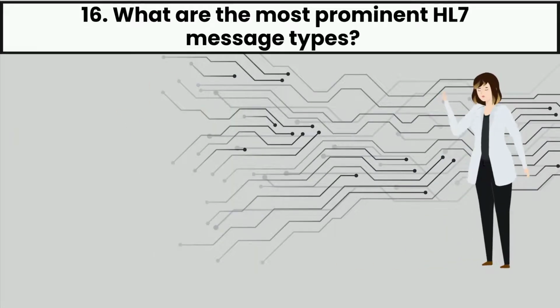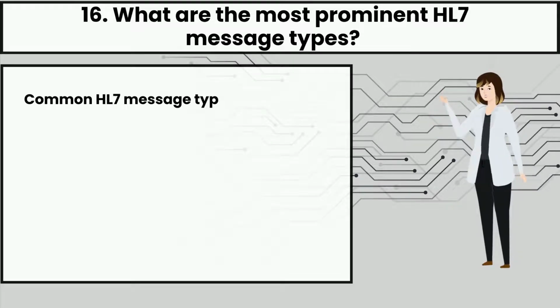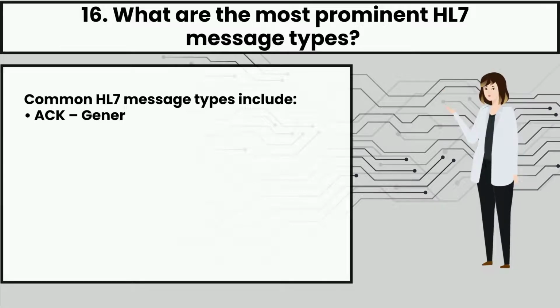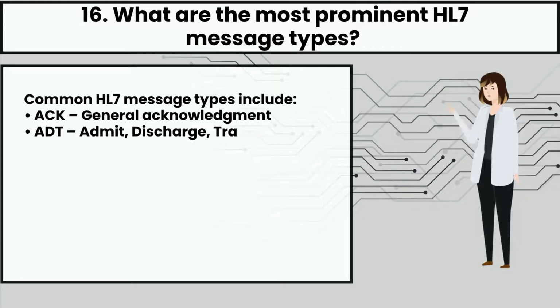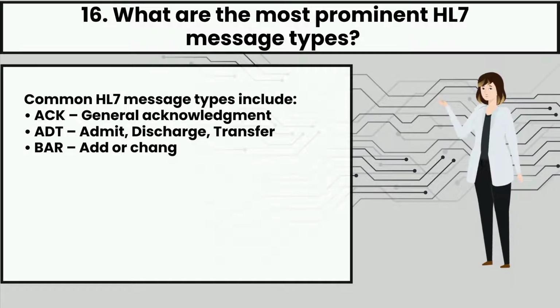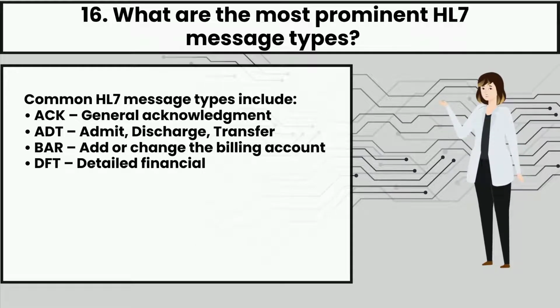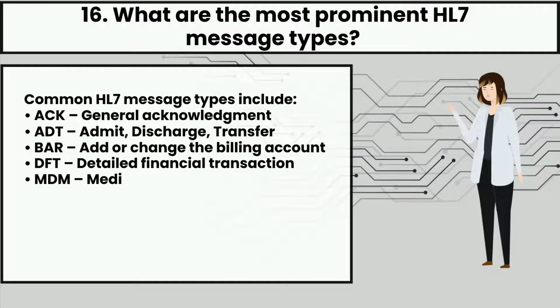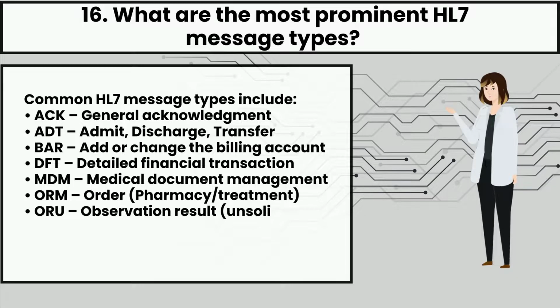16. What are the most prominent HL7 message types? Common HL7 message types include ACK, General Acknowledgement; ADT, Admit, Discharge, Transfer; BAR, Add or change billing account; DFT, Detailed Financial Transaction; MDM, Medical Document Management; ORM, Order, Pharmacy/Treatment; ORU, Observation Result, Unsolicited; SIU, Scheduling Information Unsolicited.